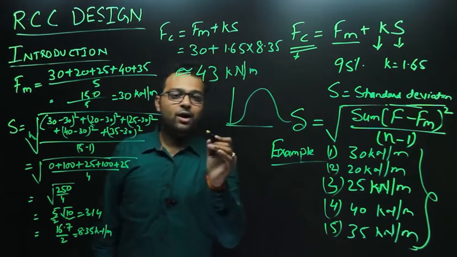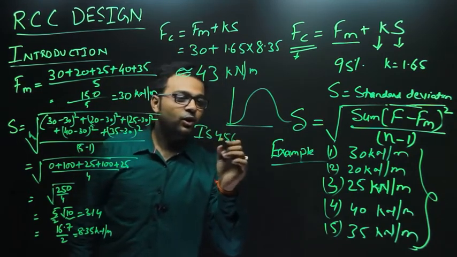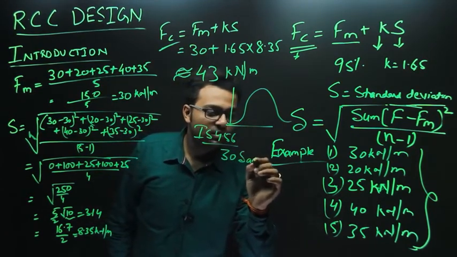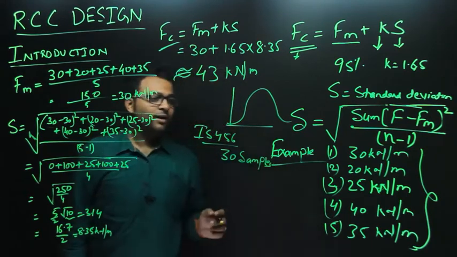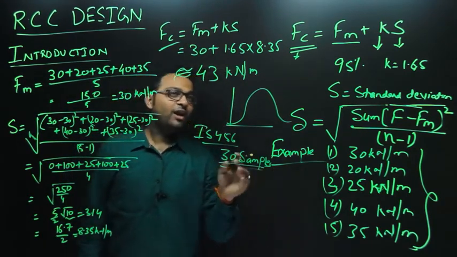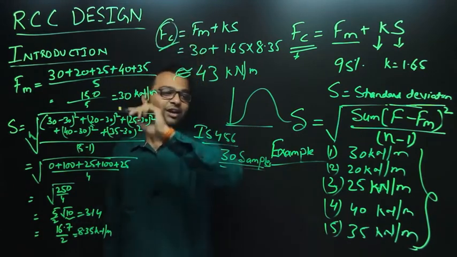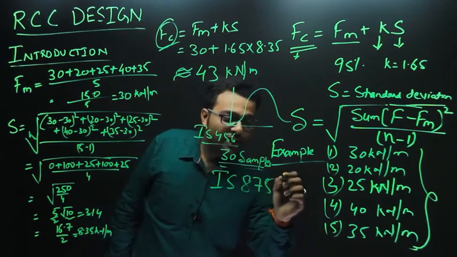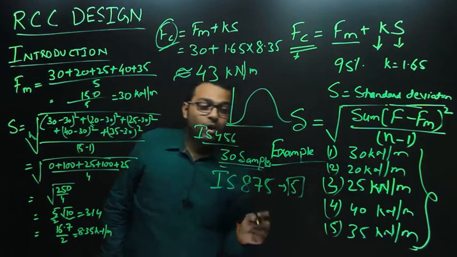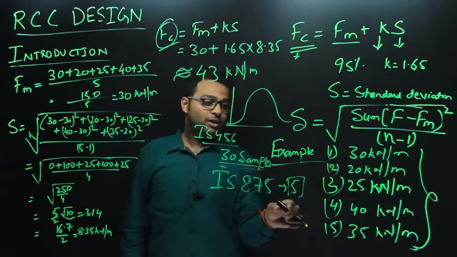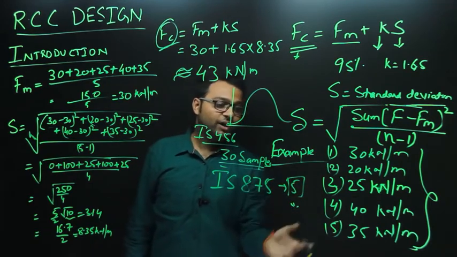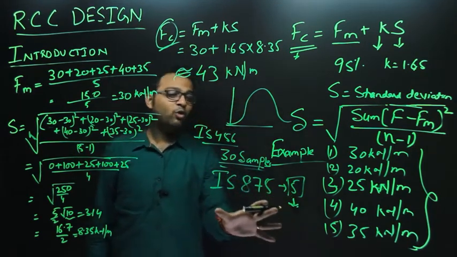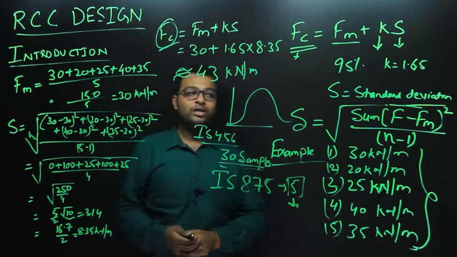What our code 456 says is that to calculate this characteristic load, we need to have at least 30 samples. On the basis of these 30 samples, we calculate the characteristic load for a given condition. These loads are very well explained in code IS 875. There are actually 5 parts, and different parts deal with different loads. The first part deals with the dead load, the second part with the live load, the third with the wind load, and the fifth with the load combinations.